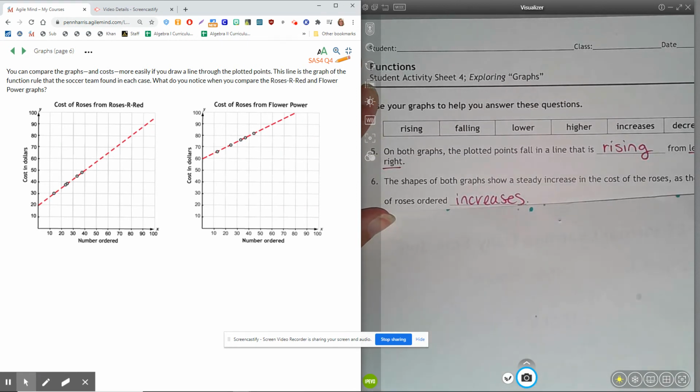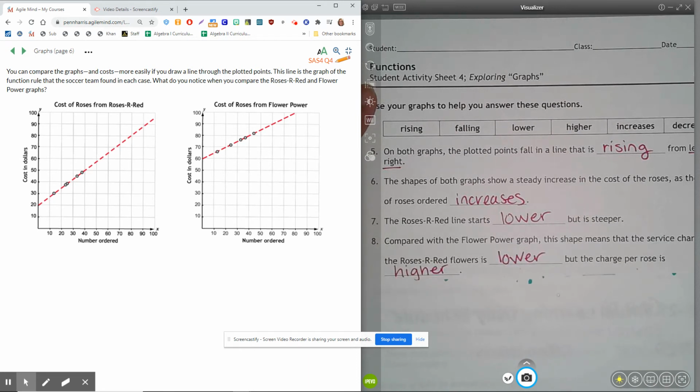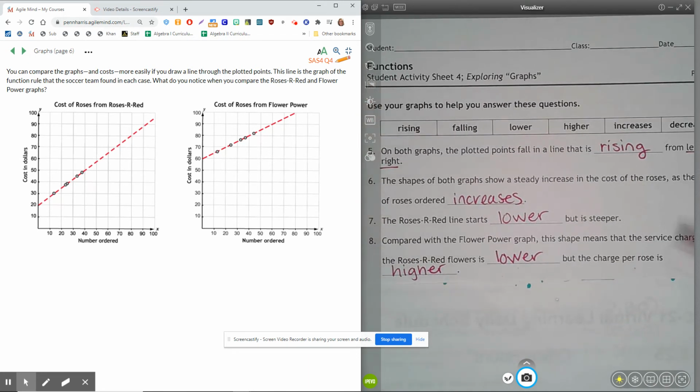My next question wants you to look at the shape of the line. Okay. So my Roses Are Red starts a lot lower than my Flower Power. But if you notice, the line is a lot steeper, it increases faster. I want you to take note that compared to that Flower Power graph, Roses Are Red has a lower service charge, but the cost per rose is higher. They charged 75 cents per rose.